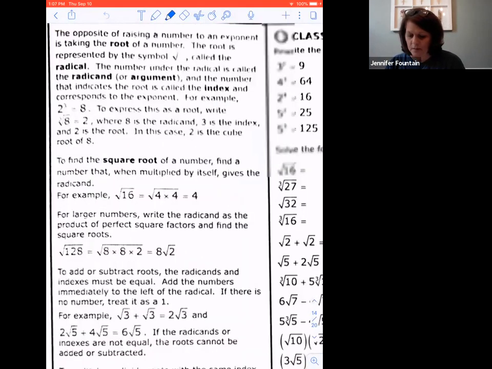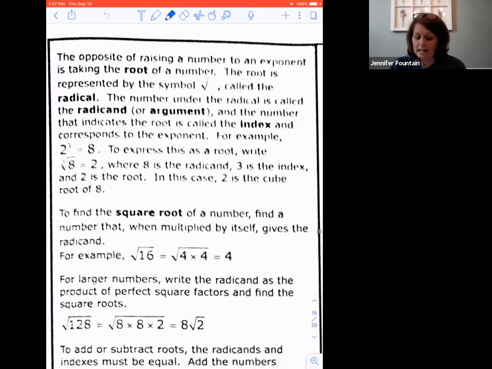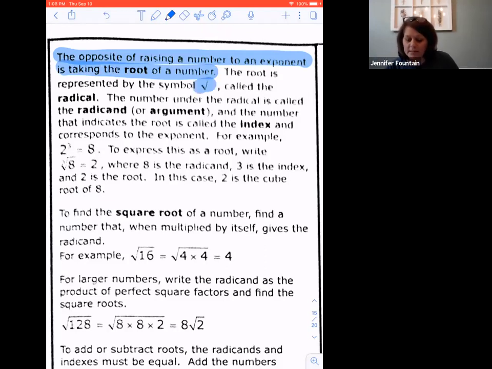Okay, so again, like we just said, the opposite of raising a number to an exponent is taking the root of the number. The root is represented by the symbol, the radical sign, okay? The number under the radical is called the radicand, and the number that indicates the root is called the index. So we've just talked about all of that, okay?